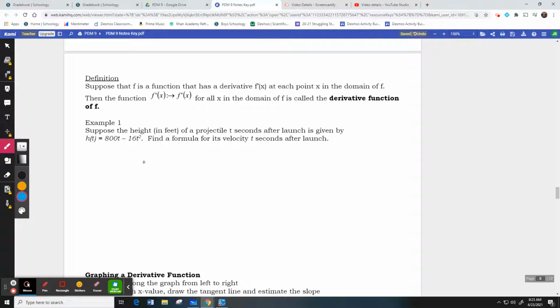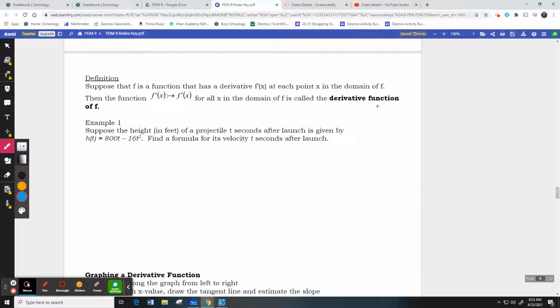All right, so then it says, suppose that f is a function that has a derivative of f prime of x at each point x in the domain of f. Then the function f prime of x that maps x onto f prime of x for all x in the domain is called the derivative function of f.